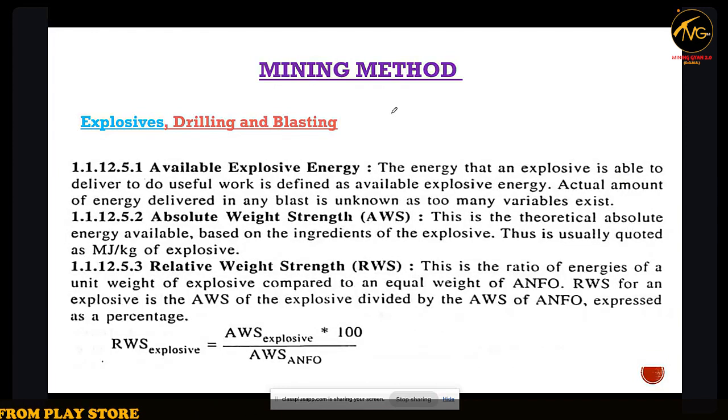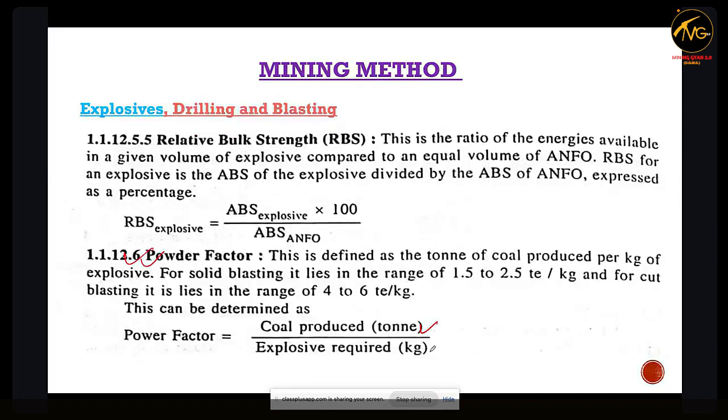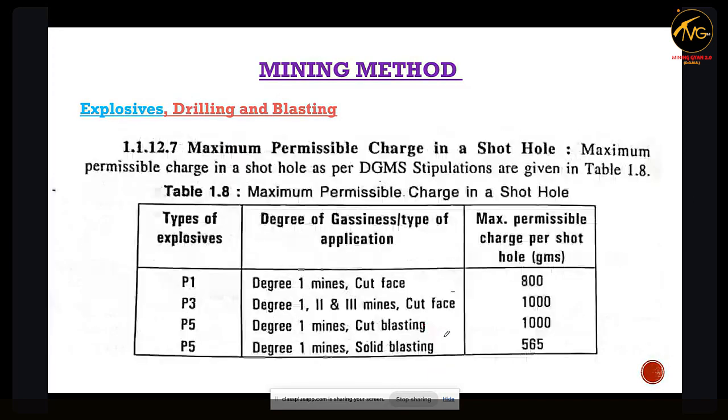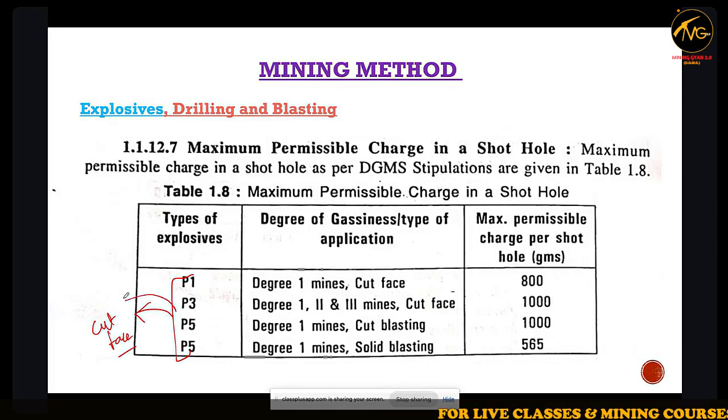Then I told you to remember this power factor: coal produced by explosive use. P1, P3, P5, these three types of explosive we can use in cut phase and in degree 1.